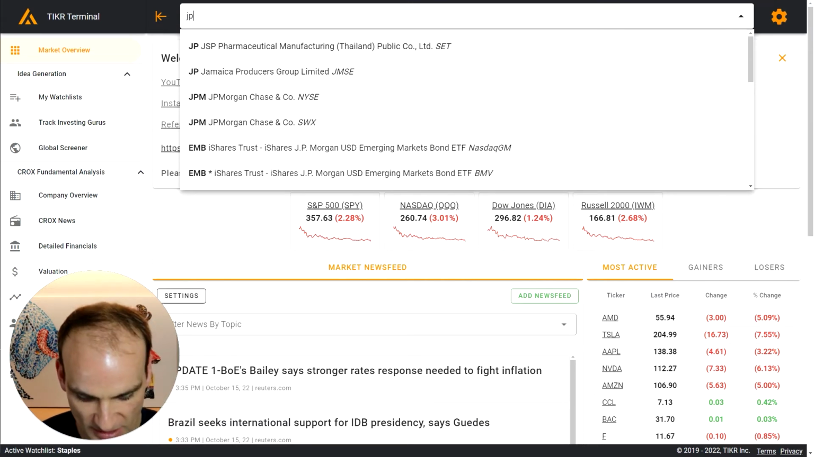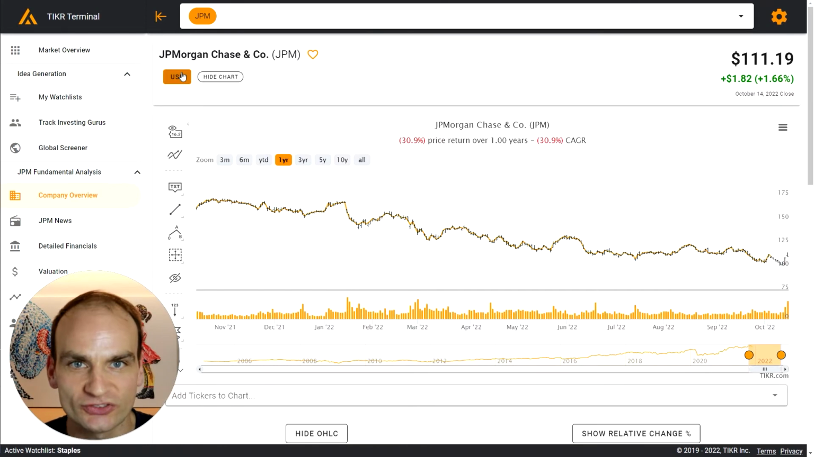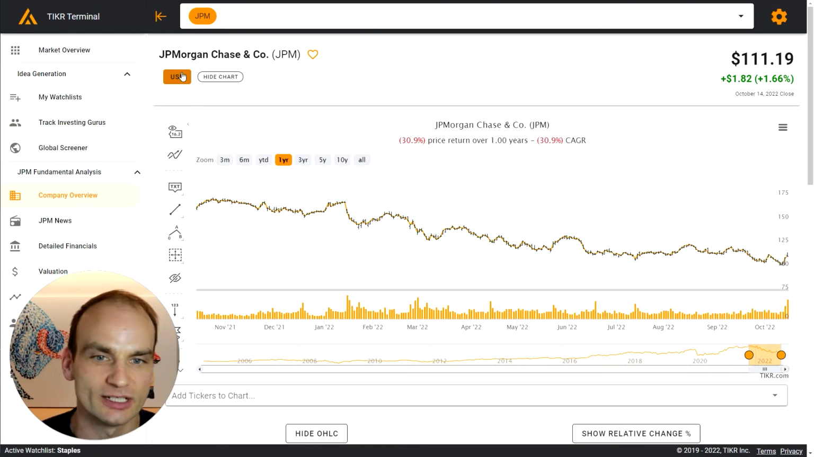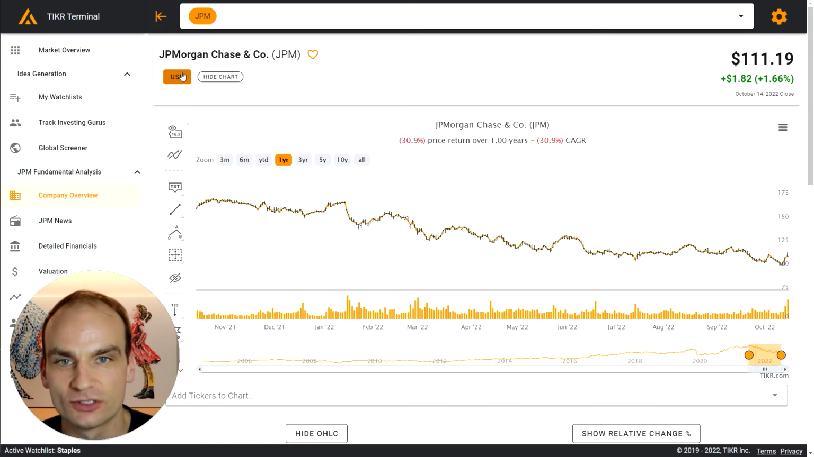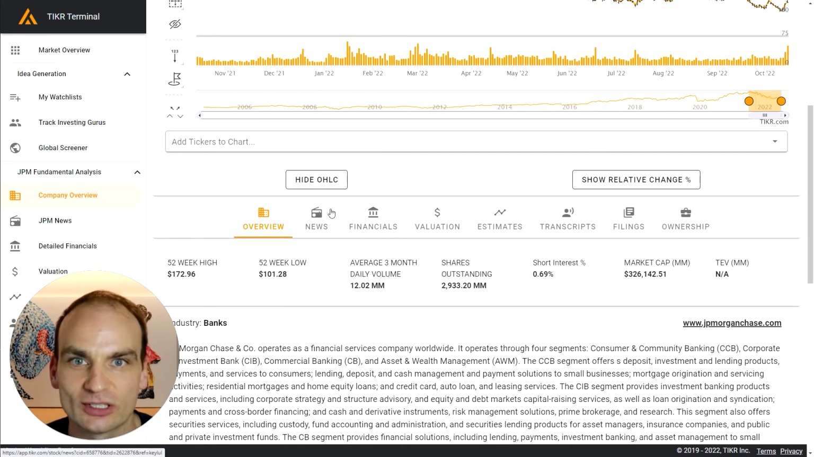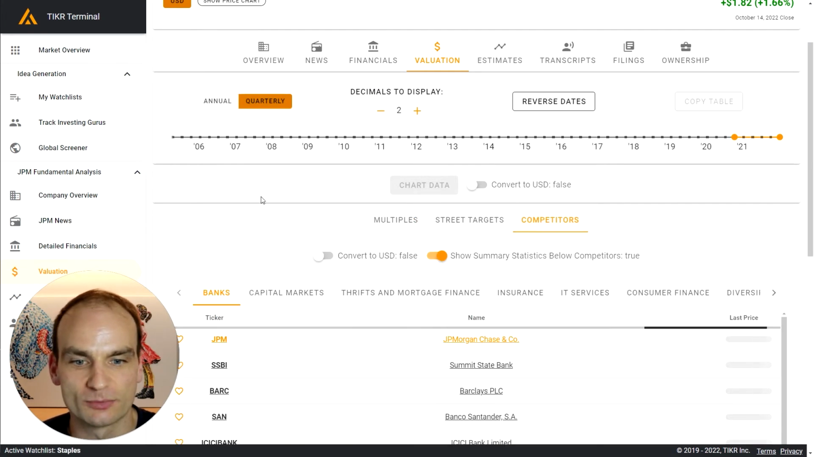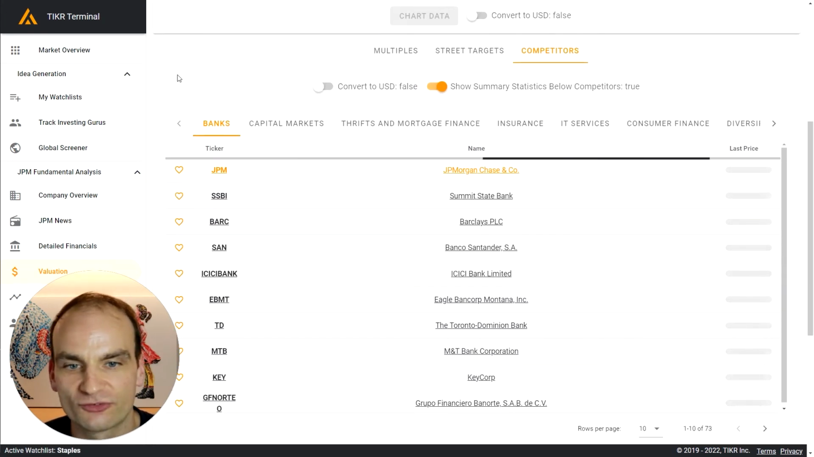So we have JP Morgan. Now if you've analyzed JP Morgan, you understand the company in which you're investing in, but you haven't looked at any of its peers. It's very easy to analyze its peers using Ticker Terminal. The first thing we want to do is, let's assume you know nothing about this industry. We want to analyze who the competitors actually are. Pop over to valuations. And in valuations, you'll see competitors. If we click on competitors, it'll show us all the different banks.